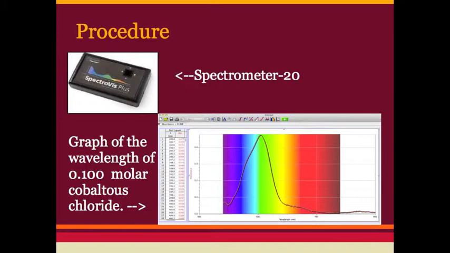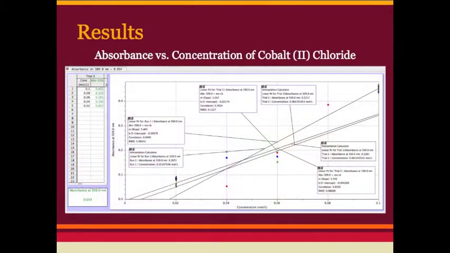Run 5 different cuvettes filled with the solution through the Spectronic 20. You want one of 0.100 molar, one of 0.0800 molar, one of 0.0600 molar, one of 0.0400 molar, and one of 0.0200 molar, and create a graph showing the statistics of each of these different concentrations on the software. This is your Beer's law graph, shown in the results.